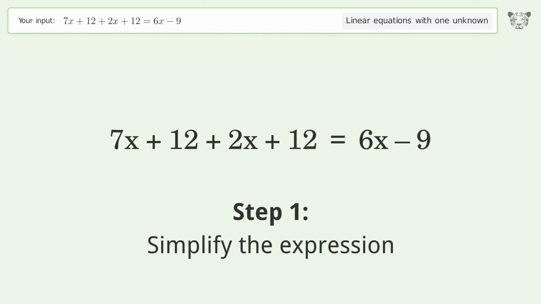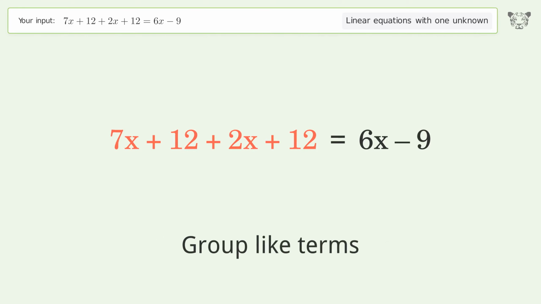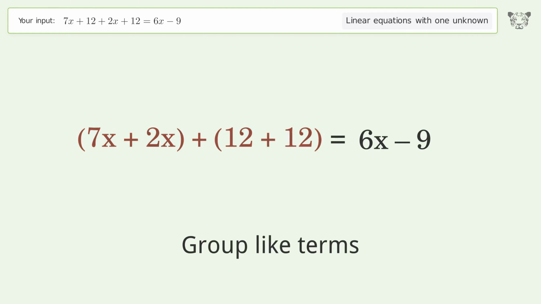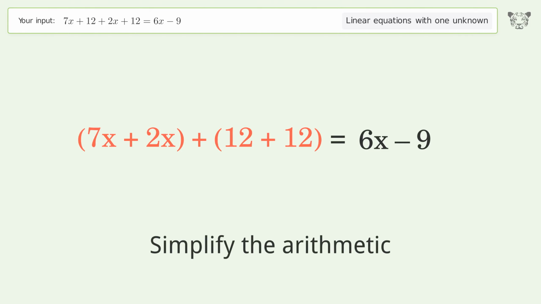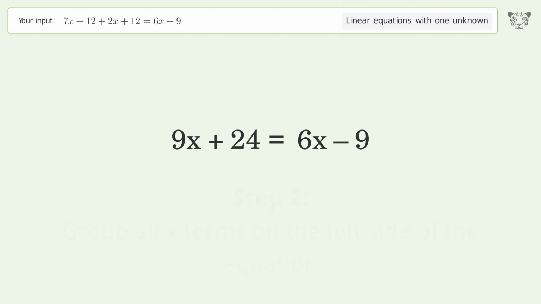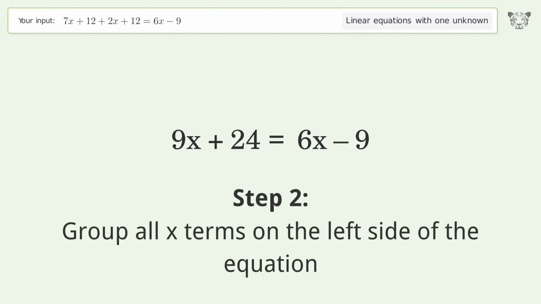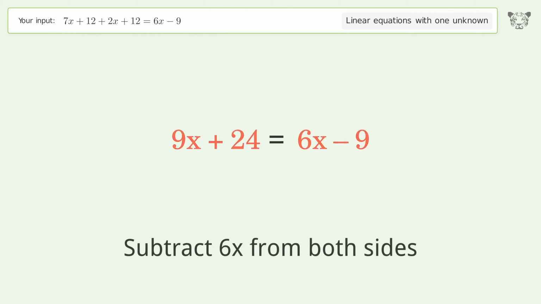Simplify the expression. Group like terms. Simplify the arithmetic. Group all x terms on the left side of the equation. Subtract 6x from both sides.